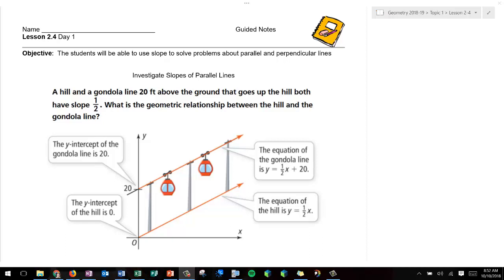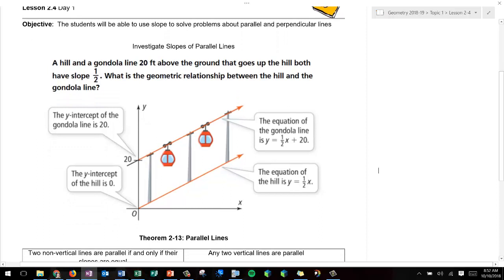Mr. Marone here. So today we're going to put all the pieces together. We've been talking a lot about parallel lines, and we're now going to take a look at them on a coordinate plane. Here we've got an example of a gondola. The gondola is 20 feet above the ground, and it's on a hill, so it's going up. Both of them have a slope of 1/2. So the slope of the hill is 1/2, and the slope of the cable holding the gondola goes up by 1/2. They want to know the geometric relationship between the hill and the gondola line.